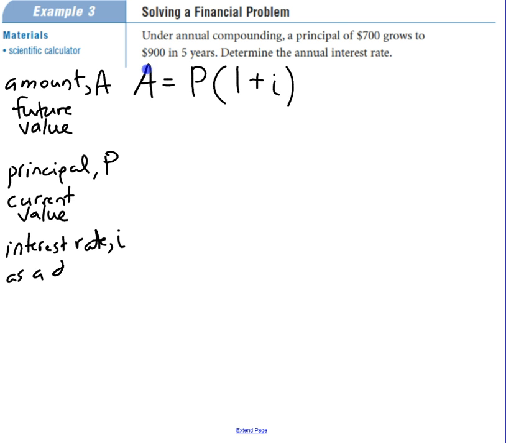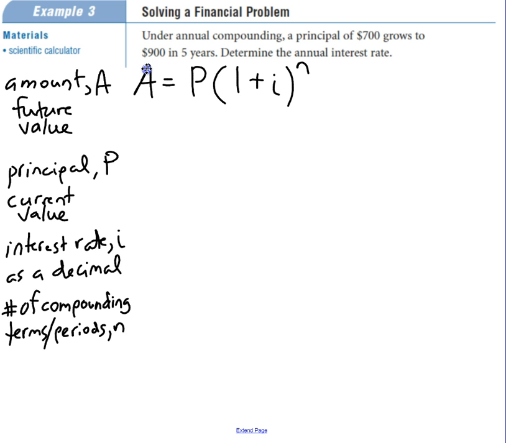And then we have an exponent n, where n is the number of compounding terms or periods. Okay, so in this case, under annual compounding, it would compound once every year. And compounding interest has money growing exponentially, according to this formula.